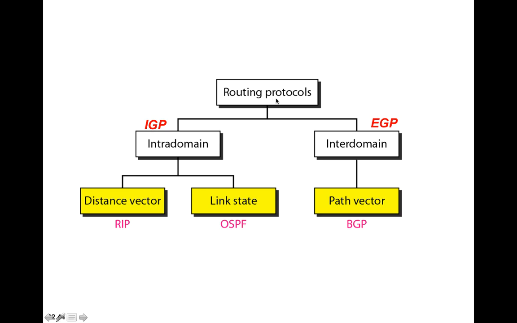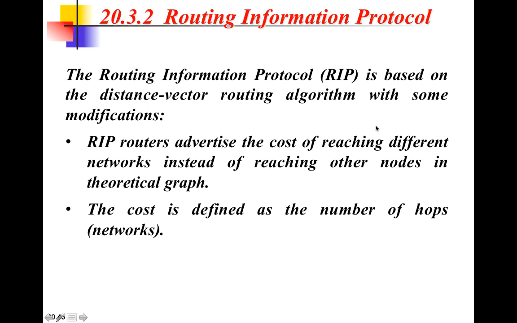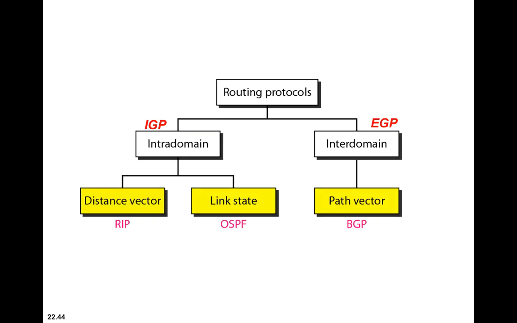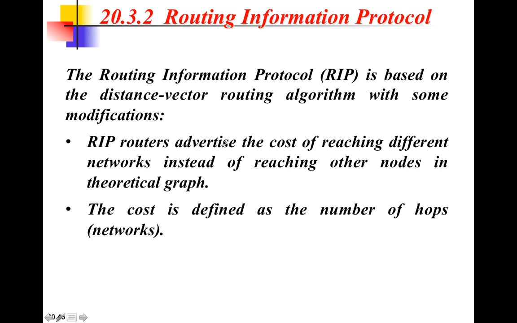So routing protocols are classified as intra-domain and inter-domain. We have RIP, that is based on distance vector, and OSPF based on link state. These both are more suitable for intra-domain type of routing. Whereas we have BGP, which uses path vector. This is more suited for inter-domain routing. So this was the introduction about the routing protocols. In the next video, we will cover the Routing Information Protocol.